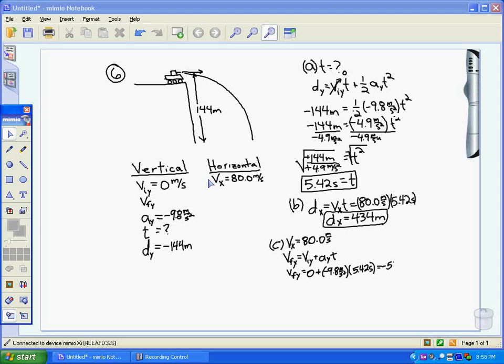Now what we have to do is combine these. And to combine these, we use the Pythagorean theorem and the inverse tangent, so that we get the overall velocity, v equals the square root of 80 squared plus negative 53.116 squared, which is equal to 96 meters per second.